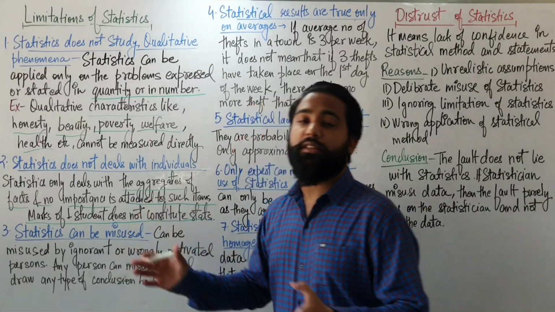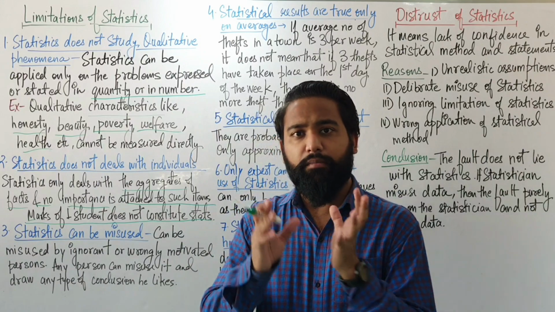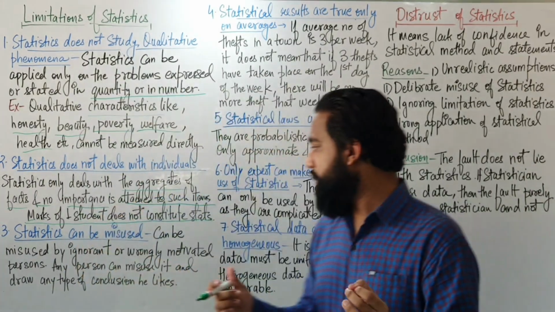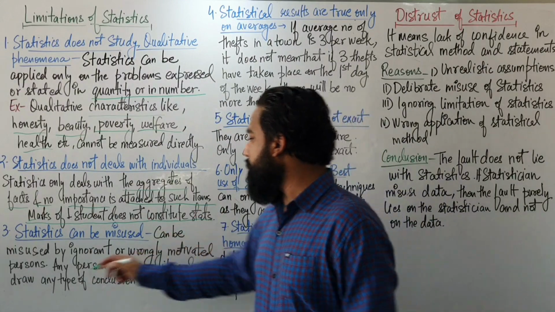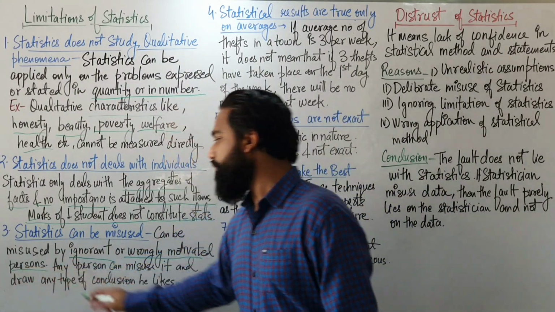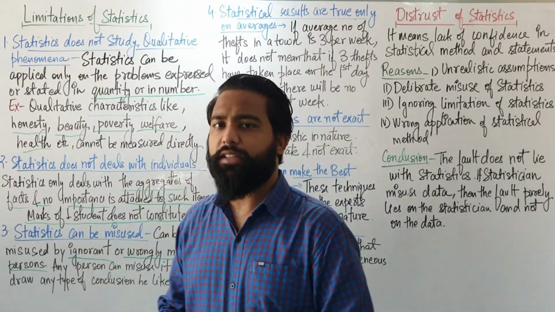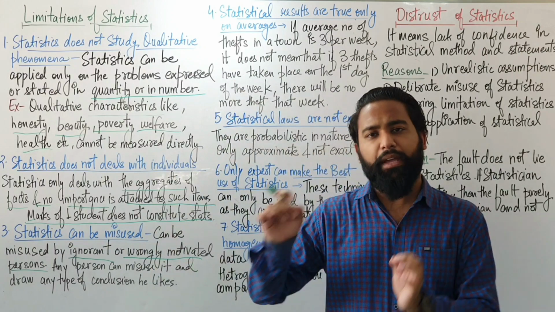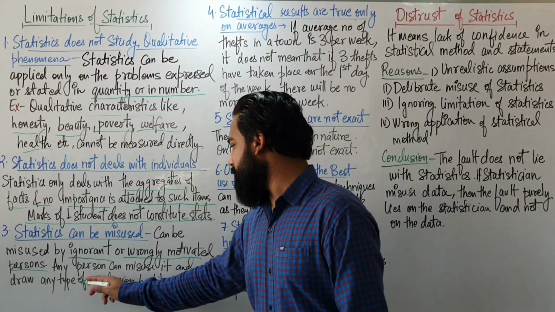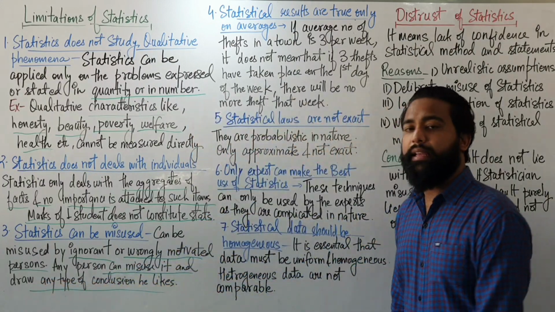Now students, let's come to the third one. Statistics can be misused. It can be used for wrong deeds, for wrong things. Statistics can be misused by an ignorant or wrongly motivated person. If you train someone, if you motivate someone for wrong deeds, then he will definitely make use of statistics by wrong means. So any person can misuse it and draw any type of conclusion he likes.